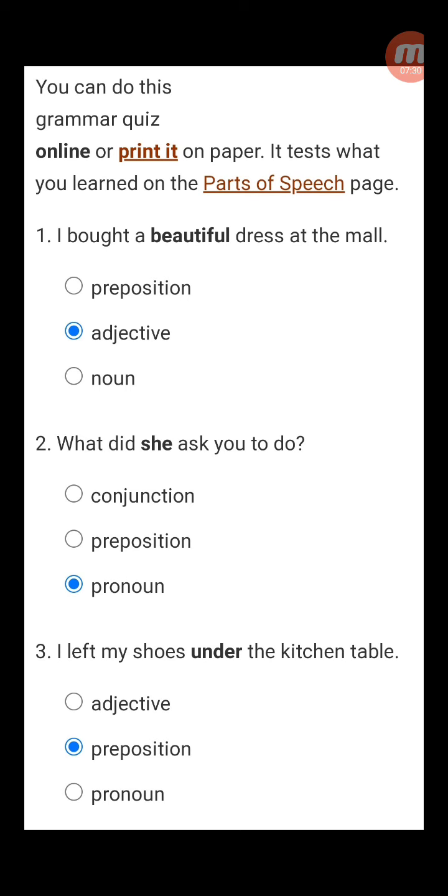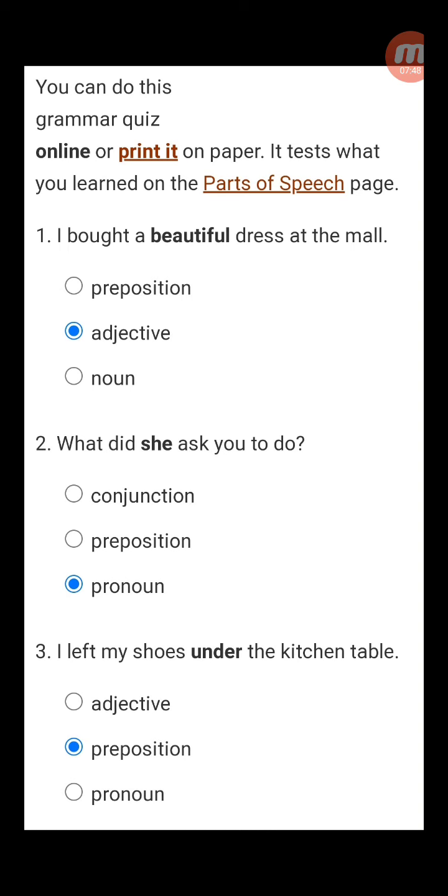I bought a beautiful dress at the mall. Beautiful is an adjective. The dark letters I'm talking about. When you see the dark letters, you have to understand what it is and then click on that ball over there. What did she ask you to do?